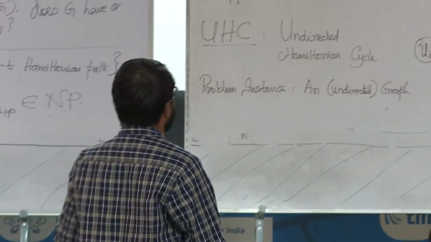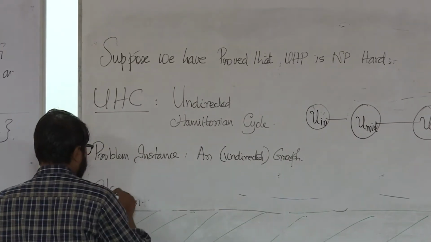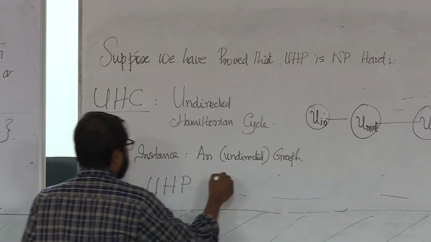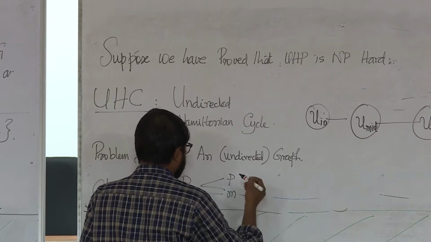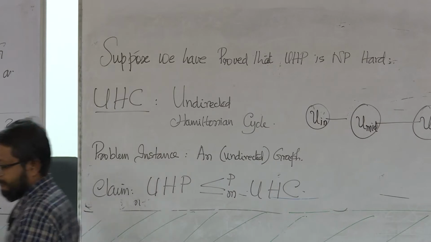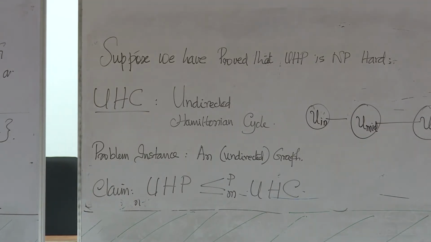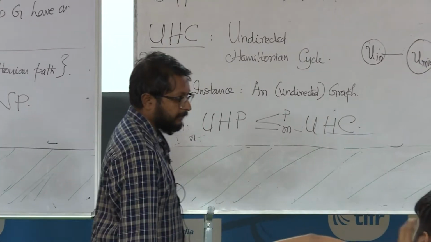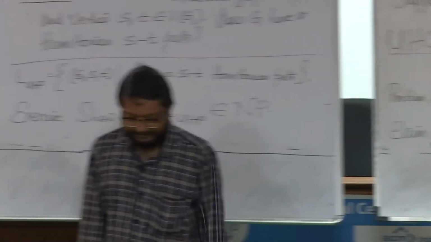So the claim is that undirected Hamiltonian path is reducible to undirected Hamiltonian cycle. It's creating problems everywhere. So how will you show this? Joining S and T creates a problem.